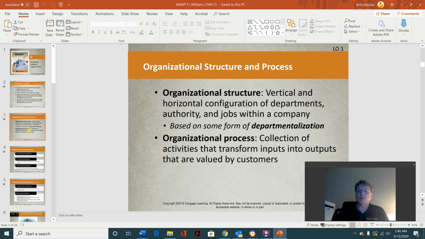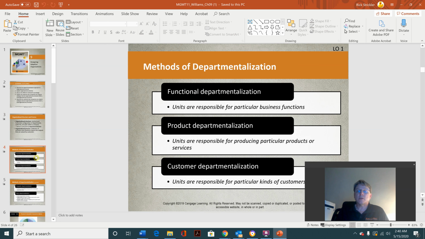Organizational structures are vertical and horizontal configurations of department, authority, and job within a company based on some form of departmentalization. Organizational process is a collection of activities that transform inputs into outputs, which is the whole purpose of the organization, and doing so at a profit. Maximizing that profit is the purpose of an organization.